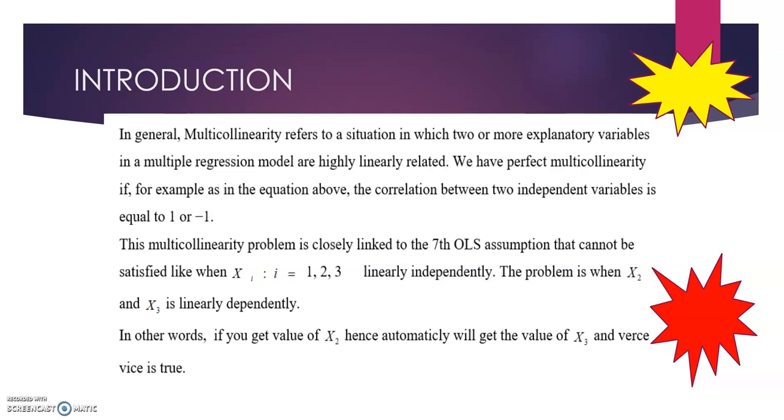We have perfect multicollinearity if, for example, as in the equation above, the correlation between two independent variables is equal to 1 or negative 1. So you can just refer to the econometric model for the equation. The multicollinearity problem is closely linked to the seventh OLS, or ordinary least squares, assumption, that the observations xi, where i equals 1, 2, 3, are linearly independent. The problem is when x2 and x3 are linearly dependent. In other words, if you get the value of x2, then automatically you will get the value of x3, and vice versa.